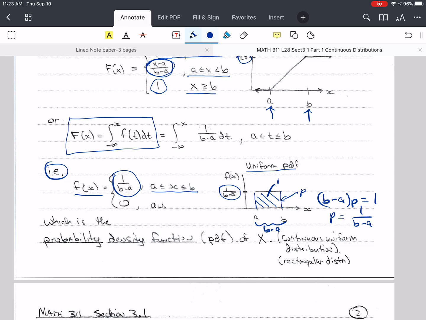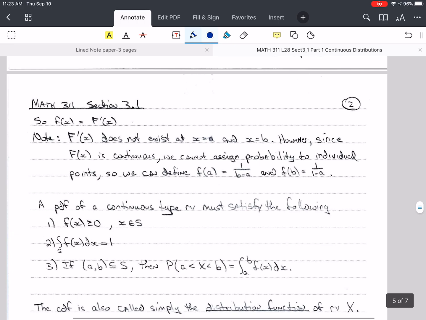So as I mentioned before, this PDF and the CDF given are those of the continuous uniform distribution. It's also called the rectangular distribution, which you can see if you draw the lines there. Okay. And to conclude, f of x is the derivative of the CDF. Now, if you notice, the derivative of the CDF does not exist at x equals a, x equals b.